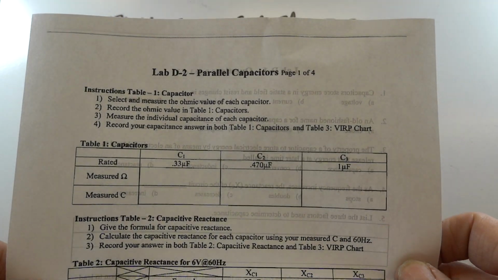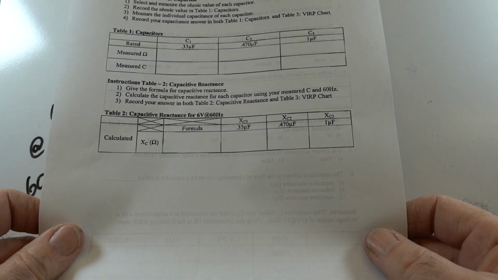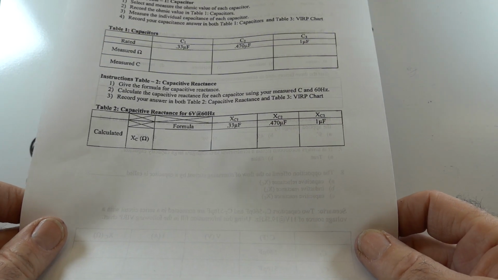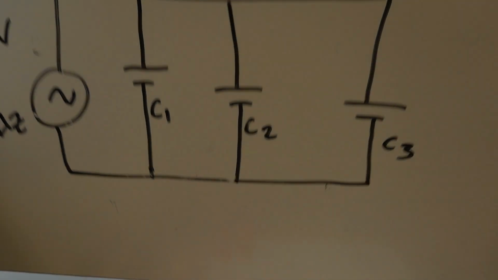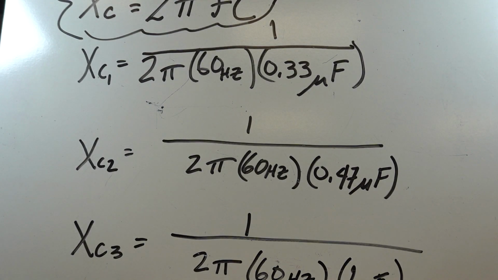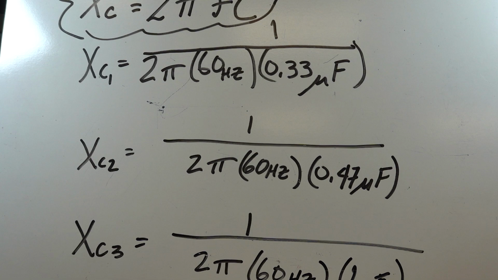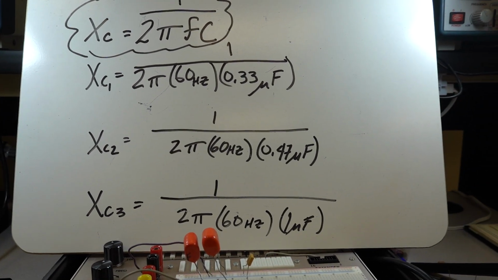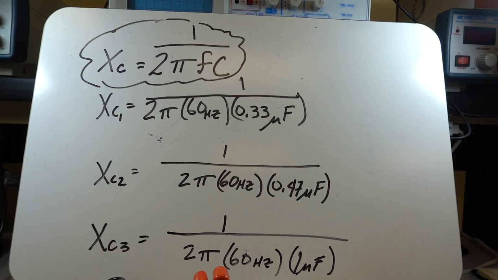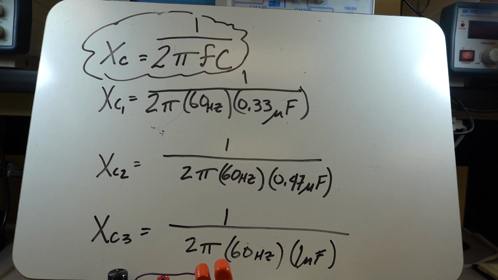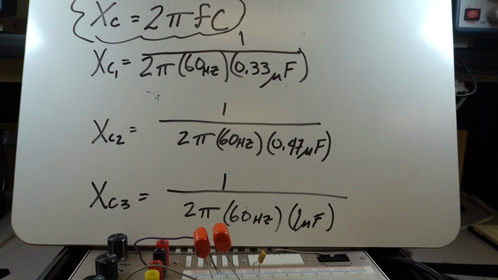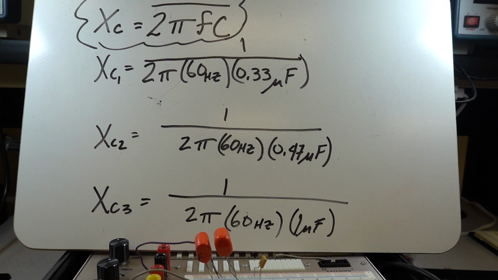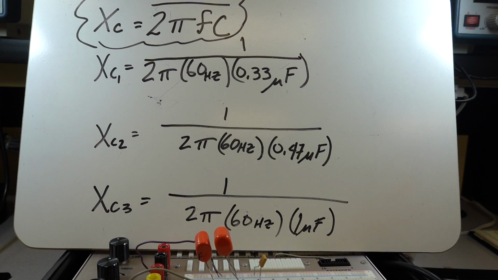We're using the same value components there, and we're trying to figure out X_C by using the 1 over 2 pi f C formula. So it's going to be very similar to what we did last time. As you'll see, these are the equations that we used: 1 over 2 pi times the frequency times capacitance is equal to my X_C. So again, we're setting our frequency at 60 hertz, and we're using the three different valued capacitors, which are 0.33 microfarad, 0.47 microfarad, and 1 microfarad.